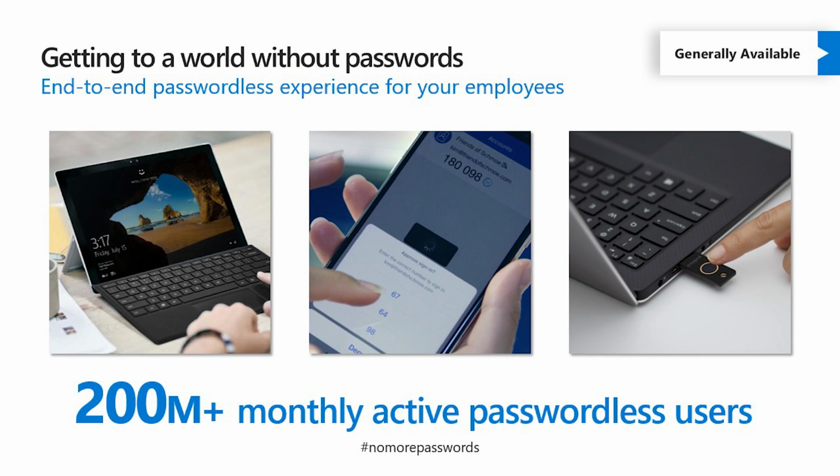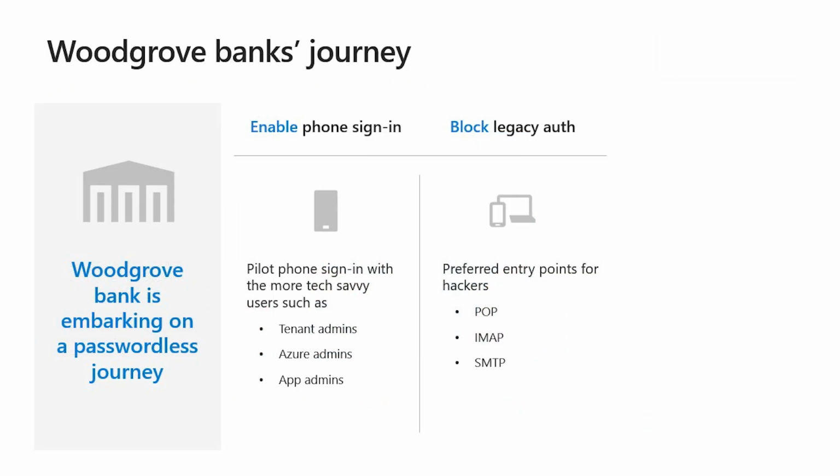Let's take the example of Woodgrove Bank. Nithika is on the IT team at Woodgrove Bank and is leading Woodgrove's journey to eliminate passwords. Nithika first wants to deploy phone sign-in. She wants to do a phased rollout and plans to start the rollout with the more tech-savvy folks, like the tenant admins, Azure admins, and application admins. Nithika also wants to block legacy authentication, or any client that does not support strong authentication. Let's walk through how she'll tackle these.